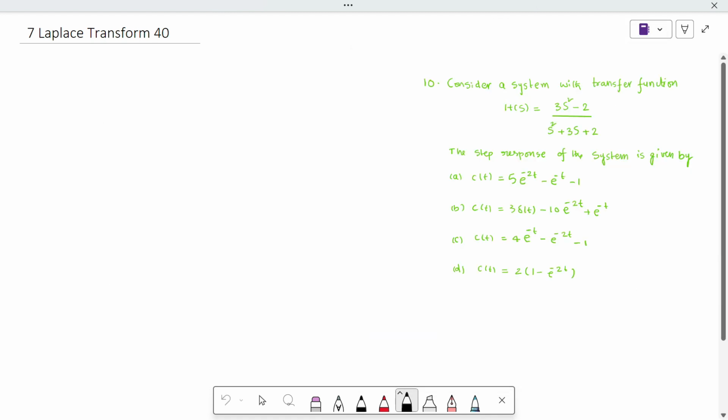So, 10th problem. Here, consider the system with the transfer function. The step response of the system is given. So H(s) equals Y(s) over X(s). We can take the input as X(s), no problem.